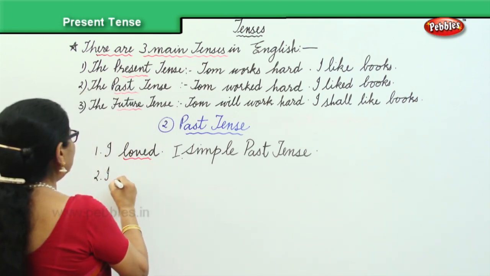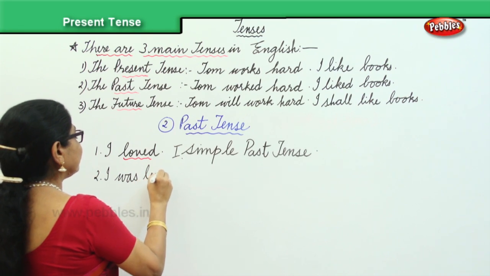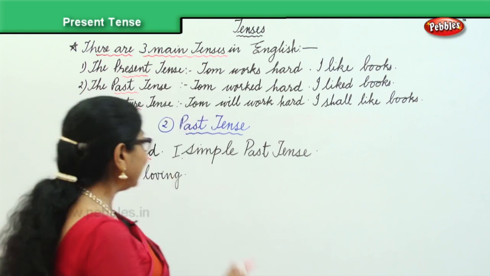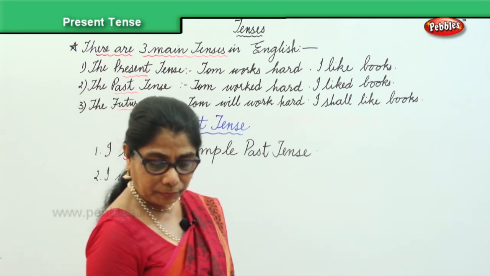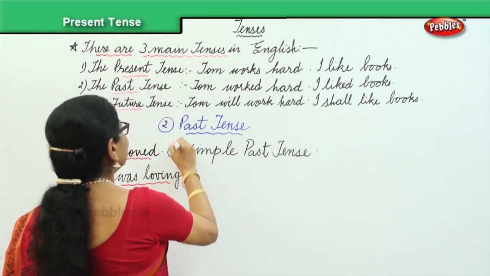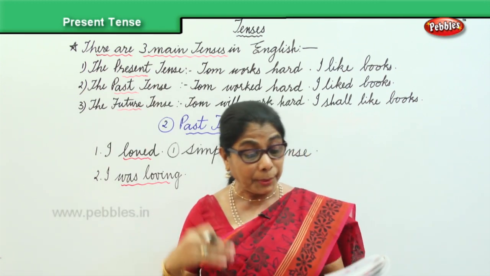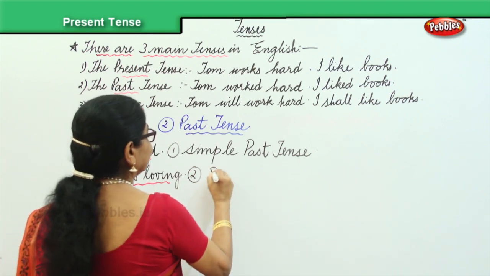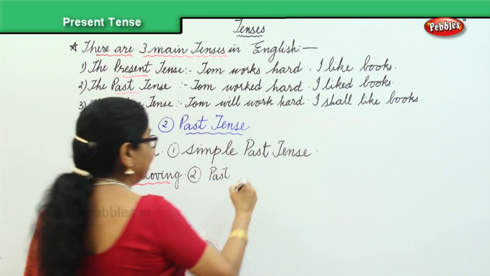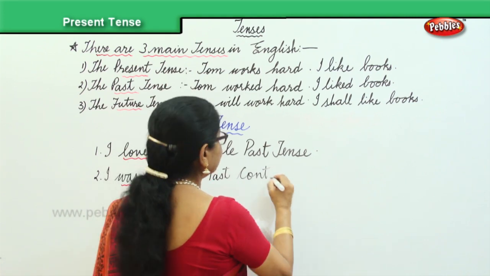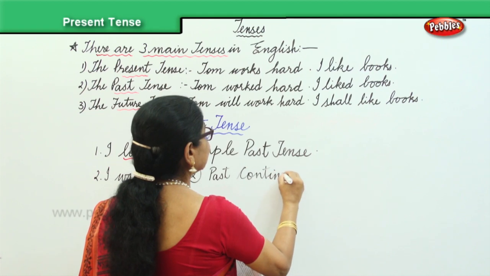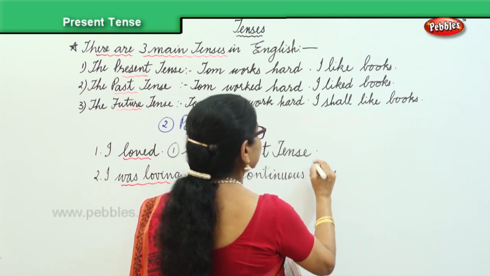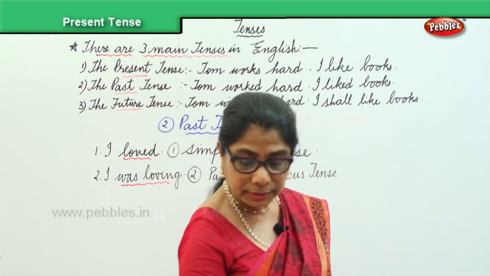I was loving. When I say I was loving, look at the verb was loving. The verb was loving tells us it is the past and continuous. Was loving. So the second form is past and continuous. Past and continuous tense. It is past and continuous tense.